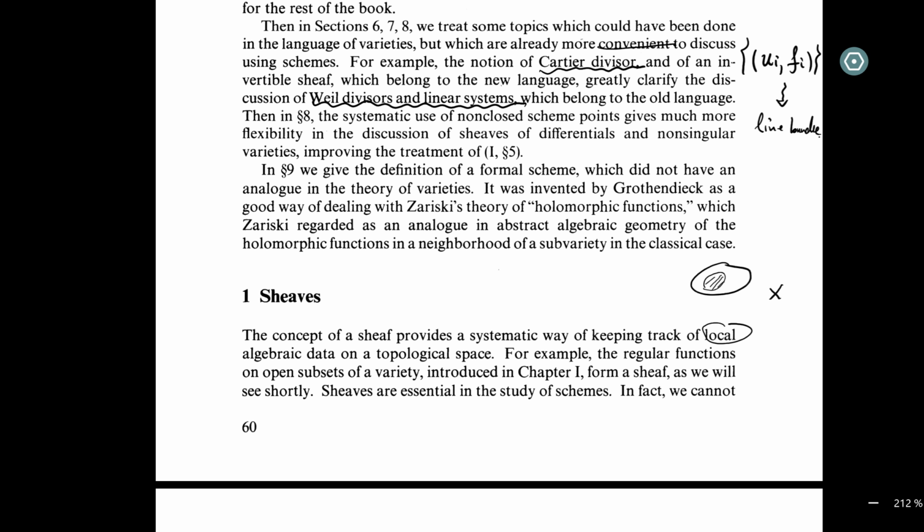So I mean, you will say sheaf. You can define sheaf in many ways, but it is just a functor from the category of open subsets of the topological space to the category of abelian groups, for example, or rings or modules, something like that.